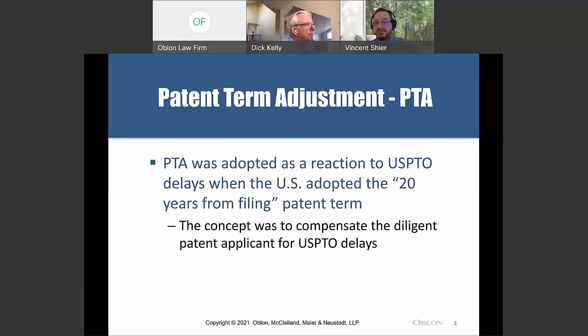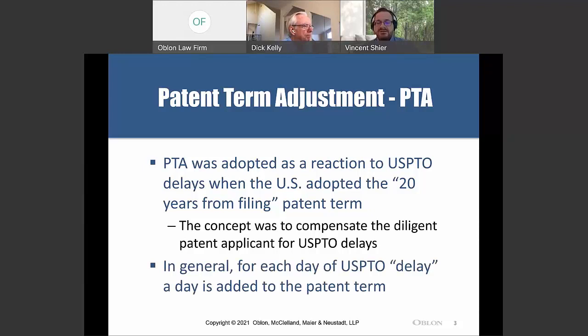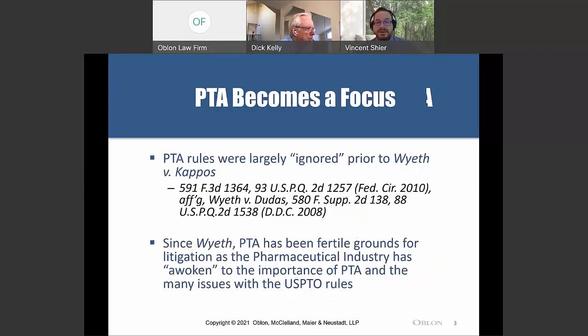It's gone through a couple of iterations, which have added additional types of delays. But in general, the concept is that for each day of PTO delay, which would fall into several different types of categories, an additional day of patent term would be added to that 20-year from effective filing date, offset by certain delays by the patent applicant.